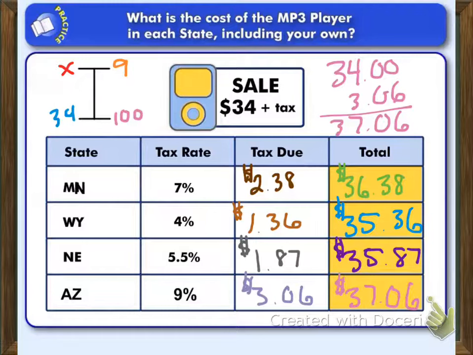Okay? So this is really based off of a real life scenario. So in Arizona, they pay a lot more tax on everything else because their income tax is not as high. So that's how that is based.